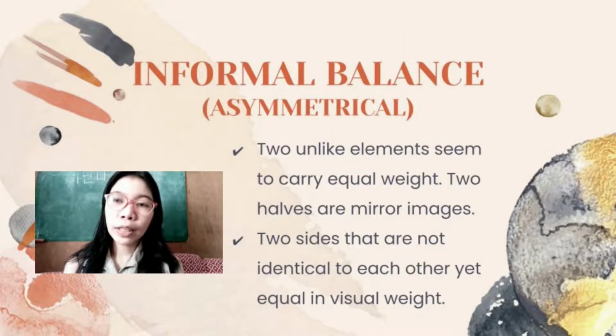So now let's move on to the second kind of balance. This is the informal balance or asymmetrical. Two unlike elements seem to carry equal weight. Two sides are not identical to each other yet equal in visual weight. So the keywords for this is unidentical but equal in visual weight. Asymmetrical balance happens when you organize the composition in a seemingly chaotic way and yet a sense of balance is somehow still present. So for further discussion, Teacher Shirlene will discuss the factors that influence visual weight.